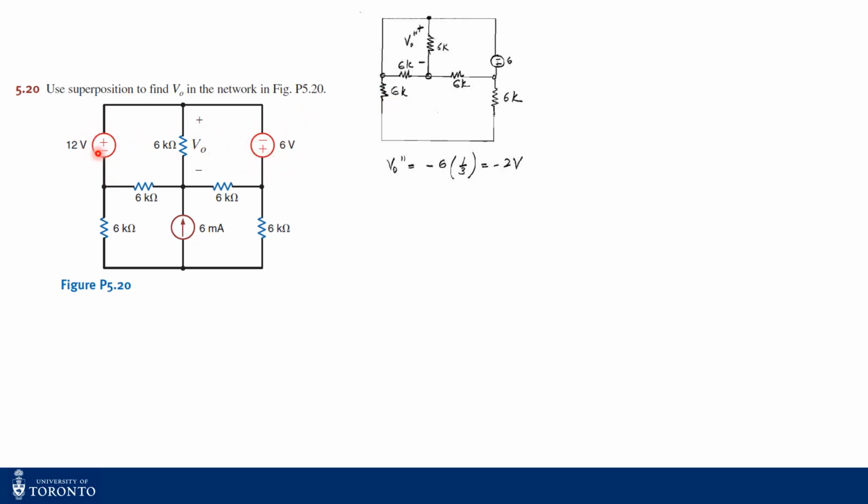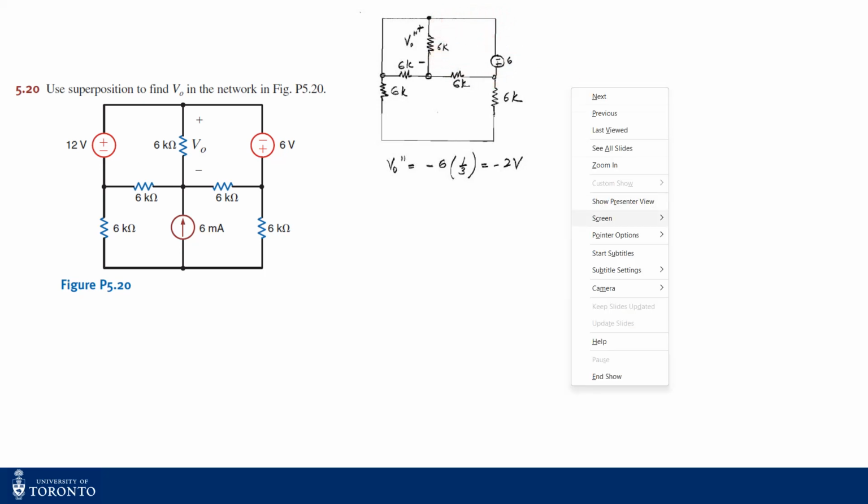So we turn off the 12-volt source, it becomes a short circuit. We turn off this current source, which becomes an open circuit, and the equivalent circuit is shown here, right? Now, if you see closely, this 6 kilo ohm resistance is in parallel with this 6 kilo ohm resistance, because they share one node here and they share a common node here. So they are in parallel, right? So this becomes 3 kilo ohms resistance, which is in series with this 6 kilo ohm resistance, and these 3 and 6 kilo ohm resistances are in parallel with this 6-volt source, right?